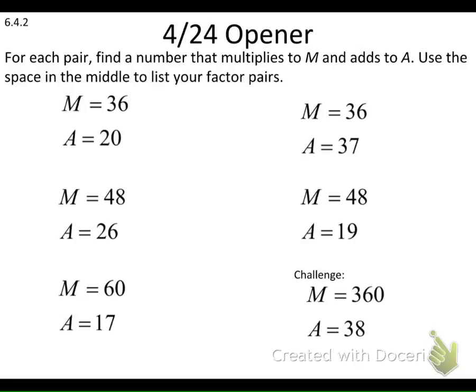All right, first things first, let's start with m equals 36, a equals 20. To get what we need, we're going to write out the factor pairs of 36. So let's start with our smallest pair. Our first number that we're going to multiply by is 1. So 1 times what is 36? 1 times 36 is 36, right? Very good.